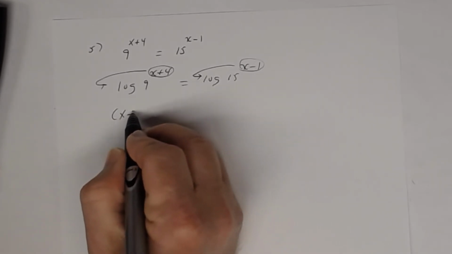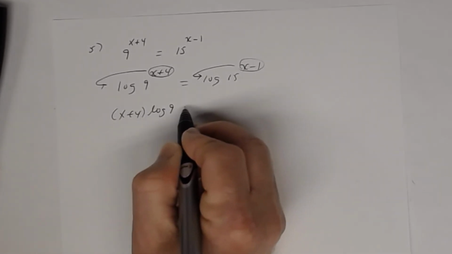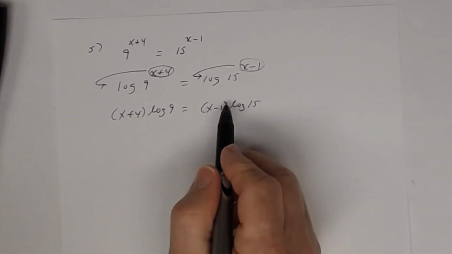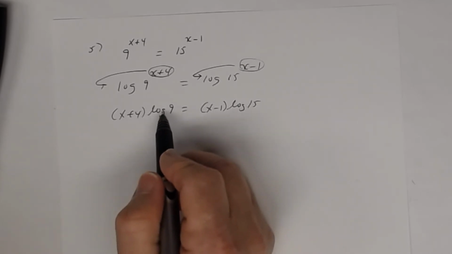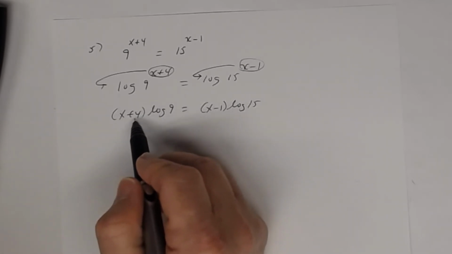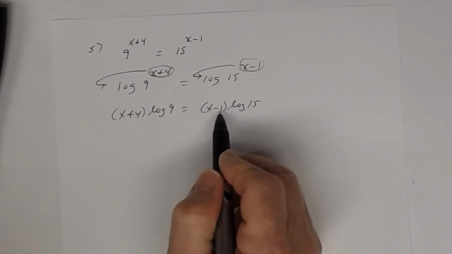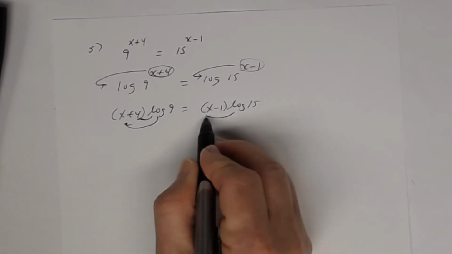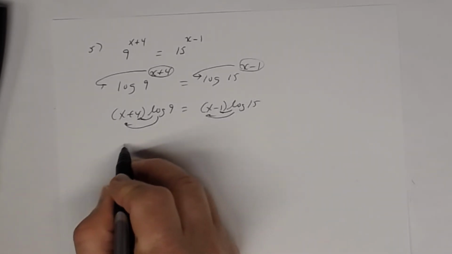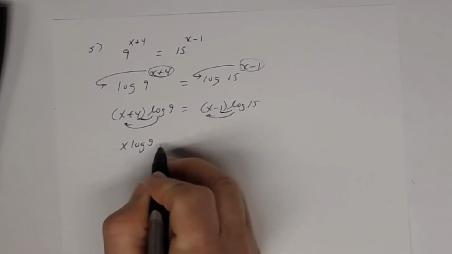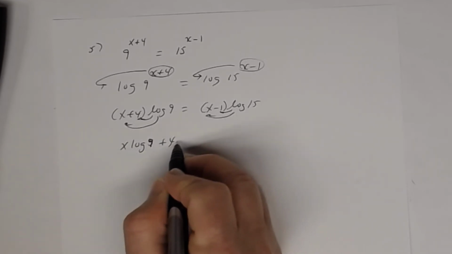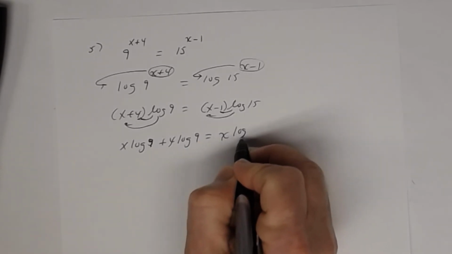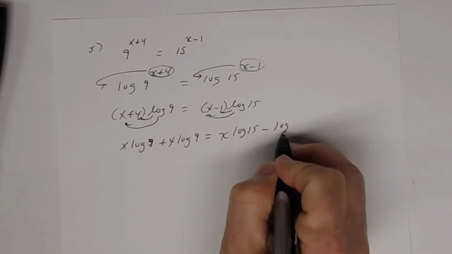All right, so I get x plus 4 times the log of 9 equals x minus 1 times the log of 15. Notice you have to put those in parentheses because the log of 9 has to be multiplied by both of those terms. The log of 15 has to be multiplied by both of those terms. All right, and then distributing in both cases, I get x times the log of 9 plus 4 times the log of 9 equals, and over here I get x times the log of 15 minus the log of 15.